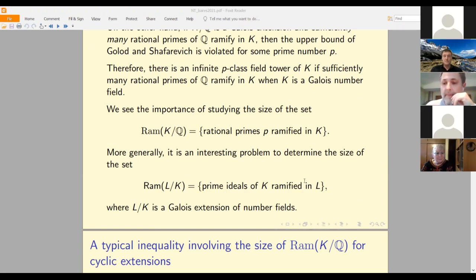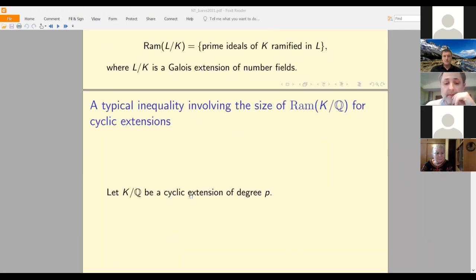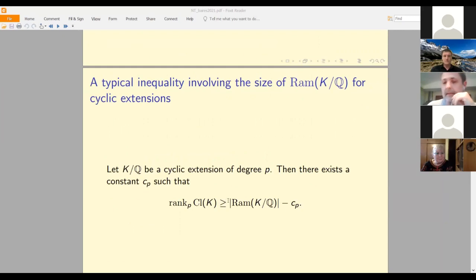There are two typical situations where these sets appear. One of them is if you have now a cyclic extension of number fields of degree P. A classical estimate in Hilbert class field theory is that the P-rank of the class group of K is bounded by the number of ramified primes minus a constant, which can be obtained, or at least estimated, in some way. So here appears again the set of ramified primes.